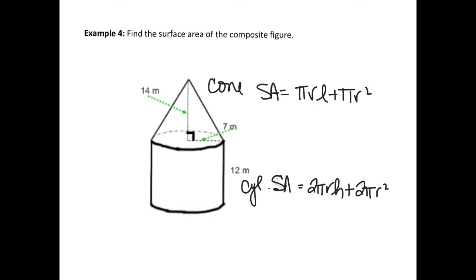However, I want to talk about something. This cone is stacked right on top of the cylinder. So the cone base is smashed together with the cylinder base, and they don't really exist. There is no base. The only base that this shape has is the very bottom. So I am just really finding the lateral area of the cone, and to the cylinder I'm only adding the area of one base.